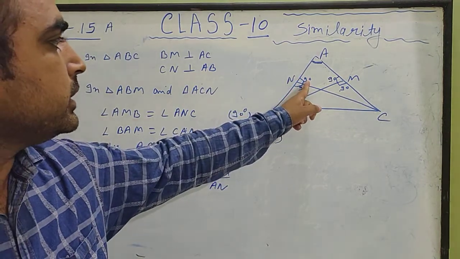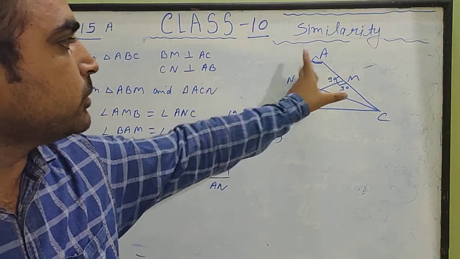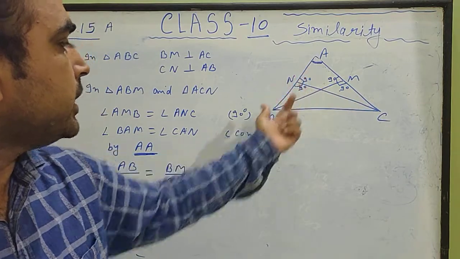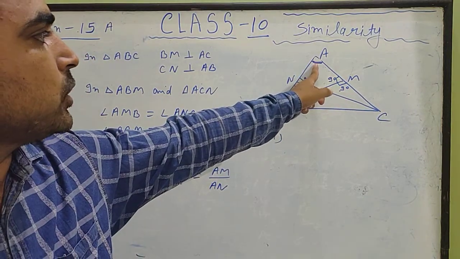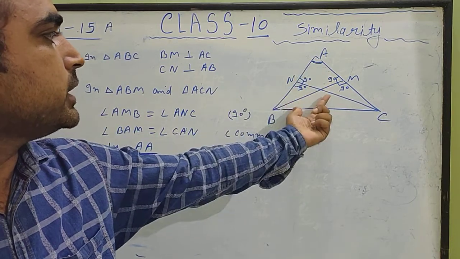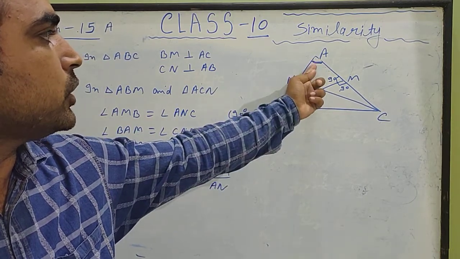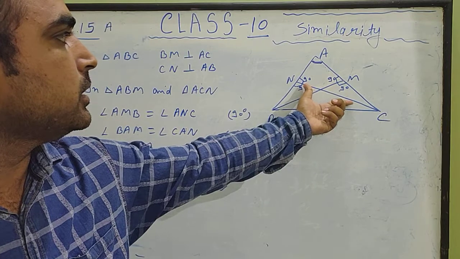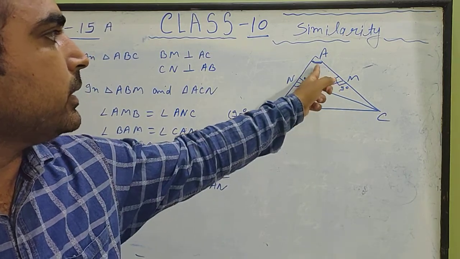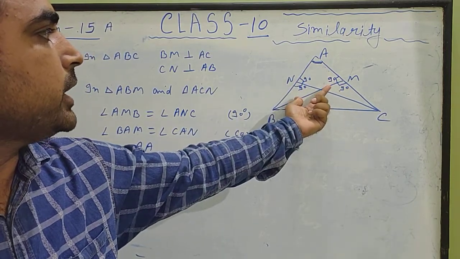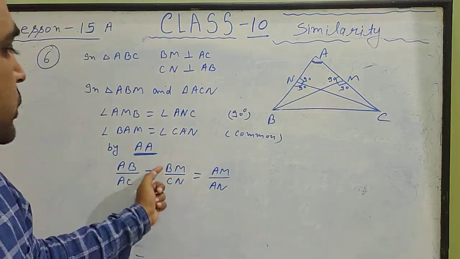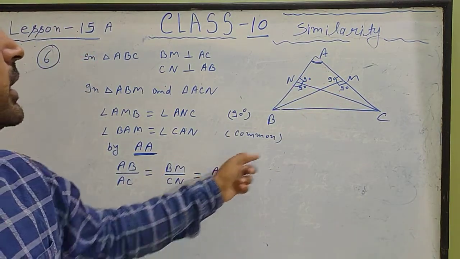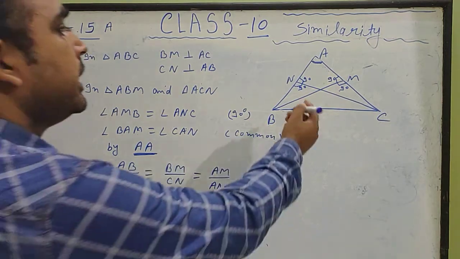This is 90 and this is 90. Opposite to this 90 is AC, opposite to this 90 is AB. So AB upon AC. This angle A is common, so opposite of this is BM and opposite of this is NC. In triangle ABM, opposite of angle A is BM, and in triangle ANC, opposite of A is NC. So BM upon CN.